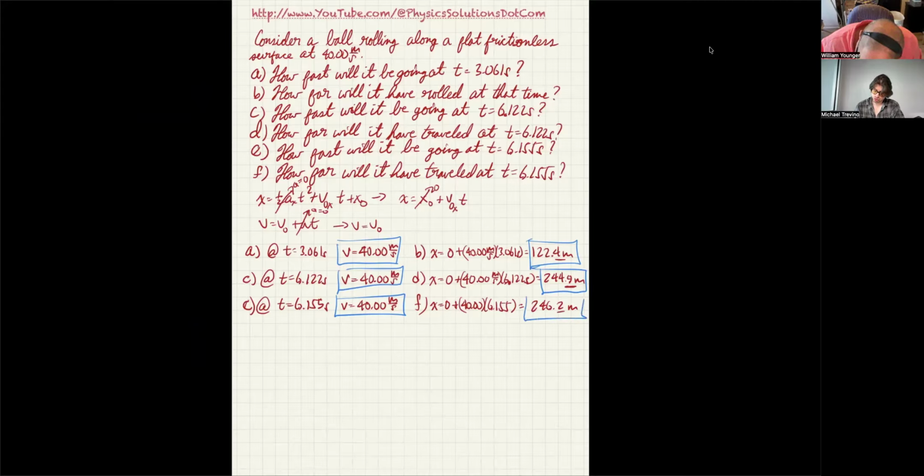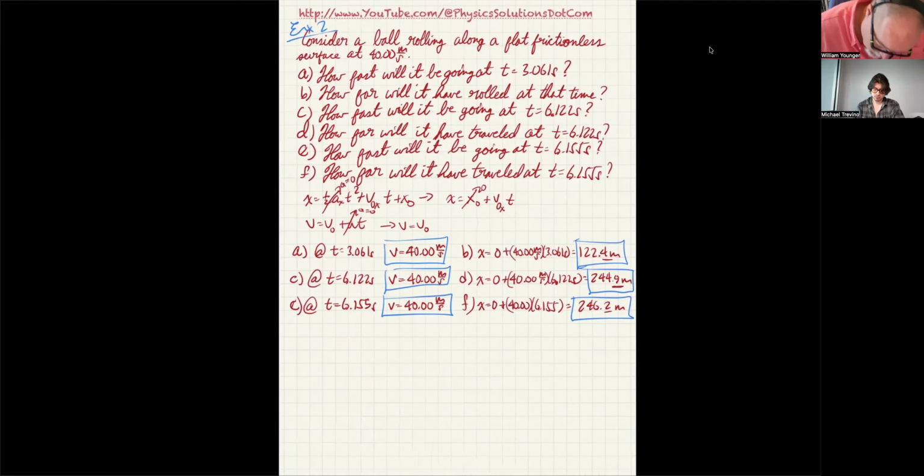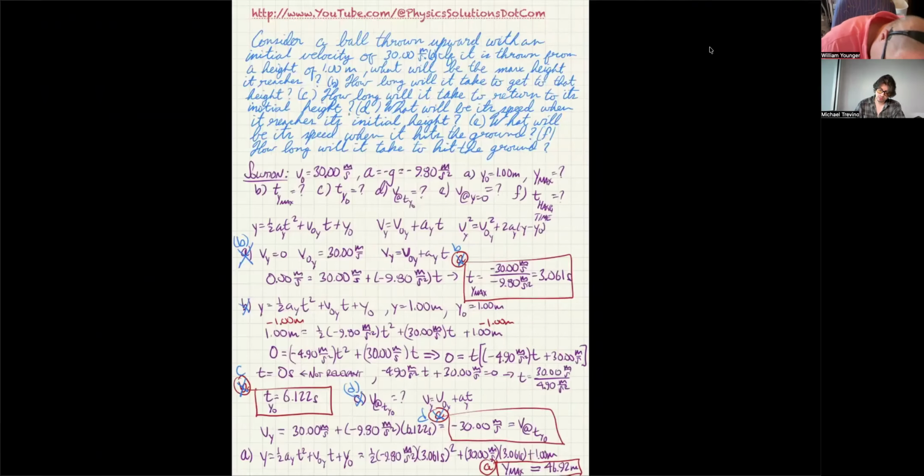And that's it. Okay. Now, this problem might seem really weird, but the whole purpose of me doing this is so you'll understand how to solve projectile motion problems. So I've done two examples now. Let's call this example 2. Let's call this example 1. Okay.